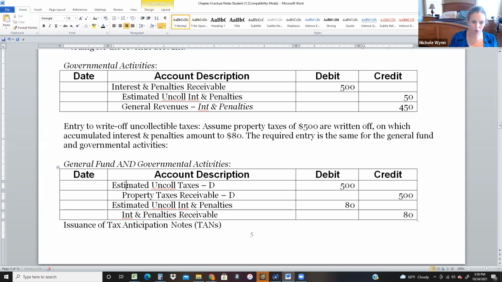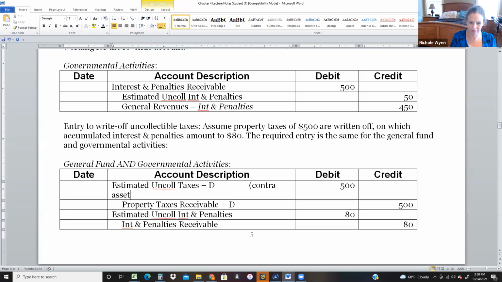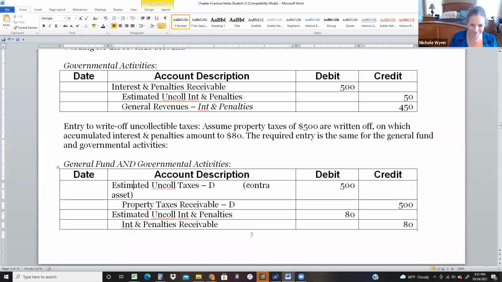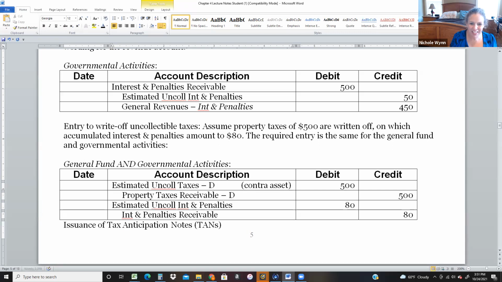So again, if we were to identify what kinds of accounts these are, this one is a contra asset. Let's go, I run out of room. Okay, so that one's a contra asset. There we go. This one is an asset. This one is a contra asset.